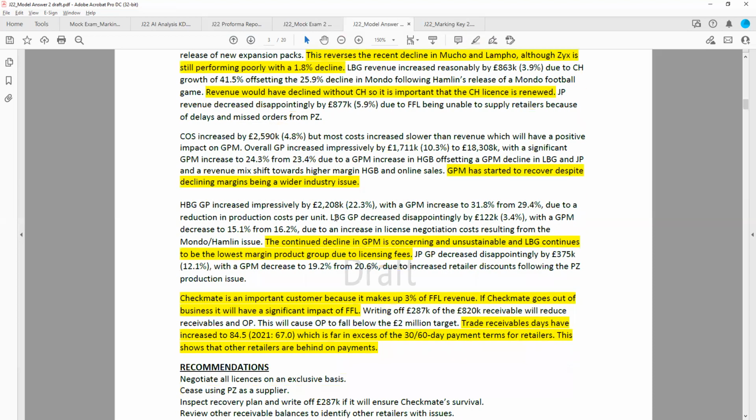But then, similarly with LBG, that's gone down, and that's really important as well. This is an area of concern, that profit margin is declining. So I had the reason in the conclusions, but then I've added an additional point.